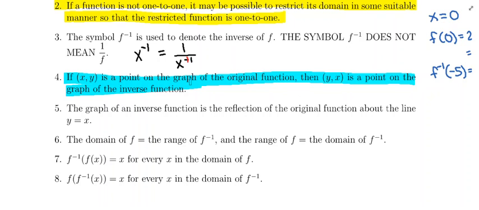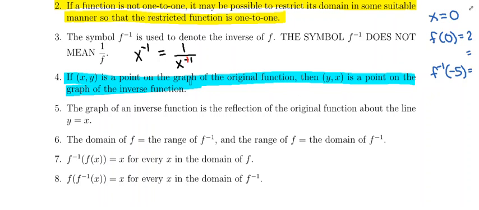Okay, number 5. The graph of an inverse function is the reflection of the original function about the line y equals x. Okay, so something cool, if you take the original function and the inverse function and you graph them on the same grid, they are reflections of each other about the line y equals x. Okay, if you fold your sheet of paper along the line y equals x, the inverse function and the original function will lie on top of each other.